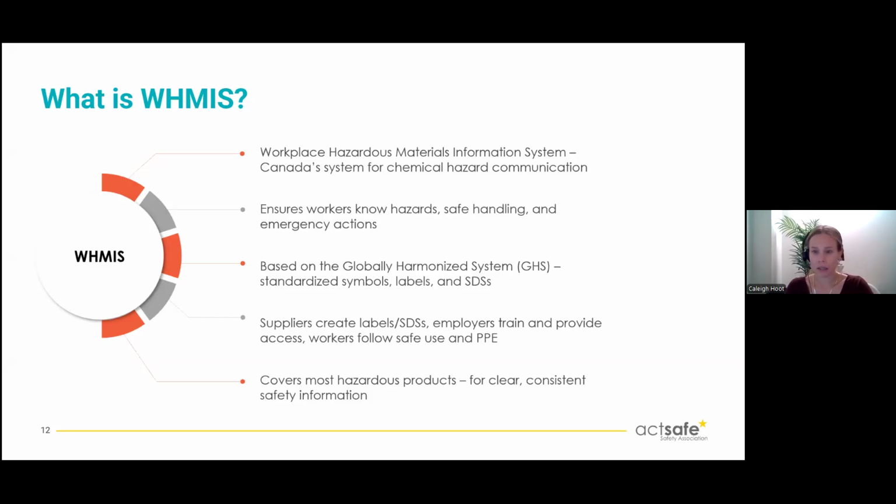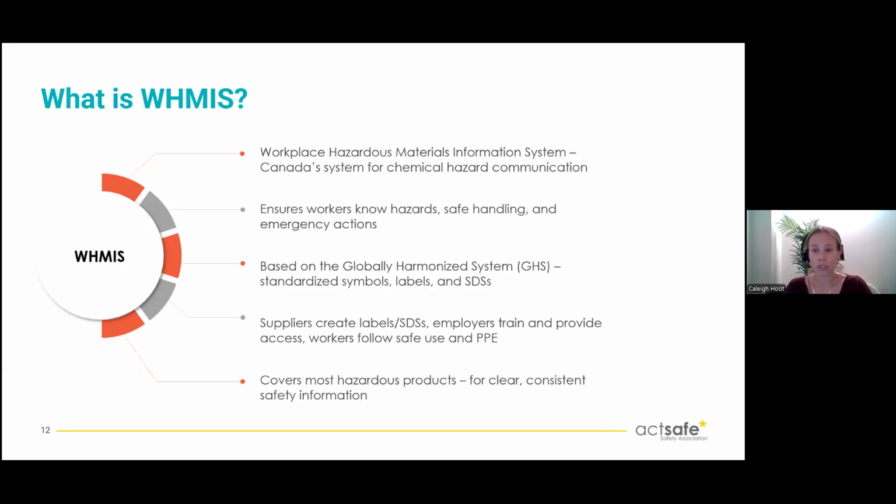So the system itself is overseen by Health Canada, and then together with our federal and provincial regulators for safety, they set up the rules for the product labels, the safety data sheets, and worker training as well. Everyone has their role when it comes to WHMIS. So if you look at the suppliers, they create accurate labels and accurate safety data sheets for the products that they sell. Then the employers must make sure that the products are labeled properly, that the SDSs are accessible to the workers, and that the workers working with the hazardous products are trained properly.